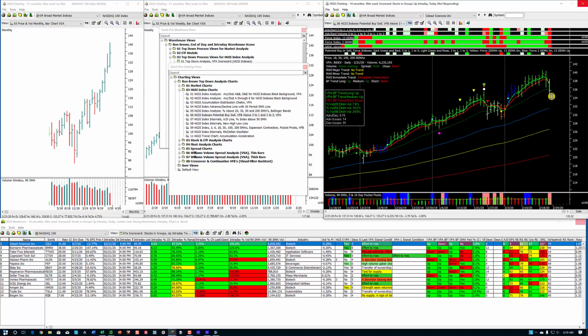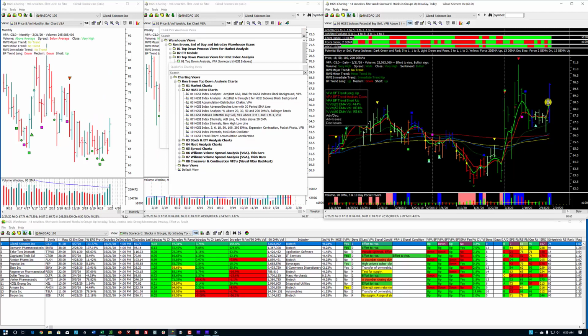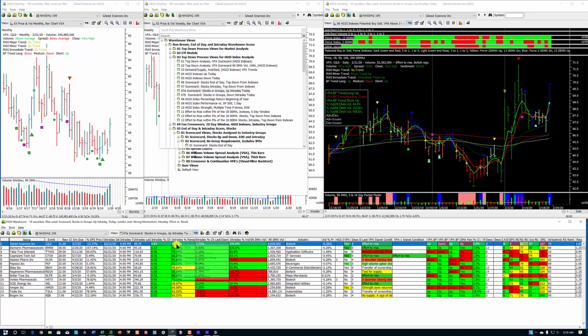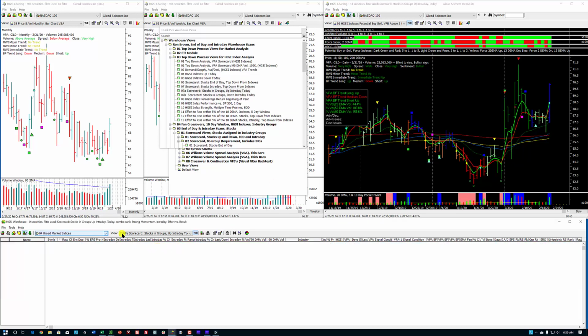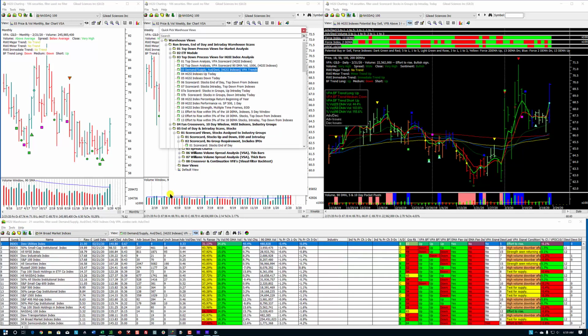Normally, this is only for the HGSI indexes because it takes a while to calculate. And you can see here's the effort to rise. This is not a good chart for analysis, and I generally wouldn't use it. But I'm going to go back, and I'm going to click on the number 3 again. I want to take a look at a few more indexes.